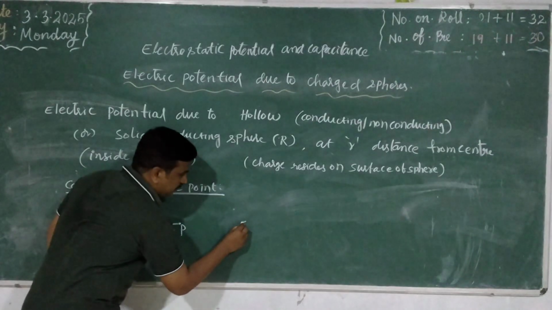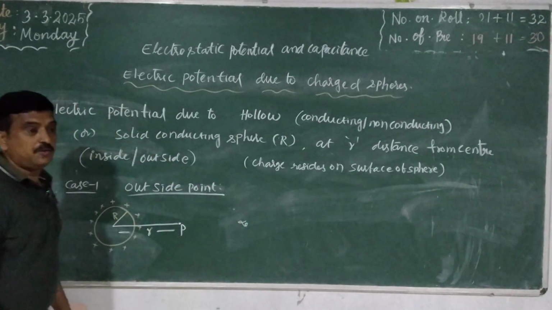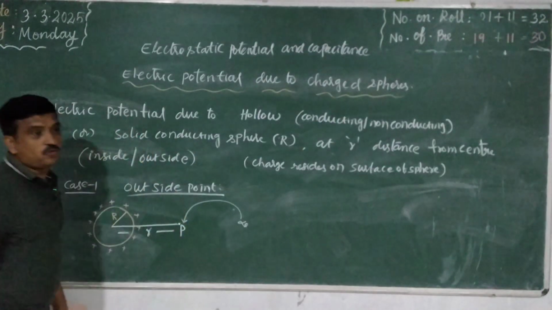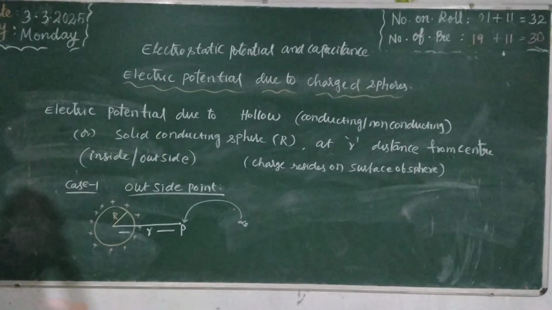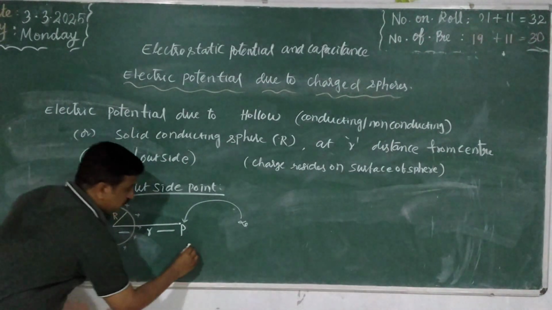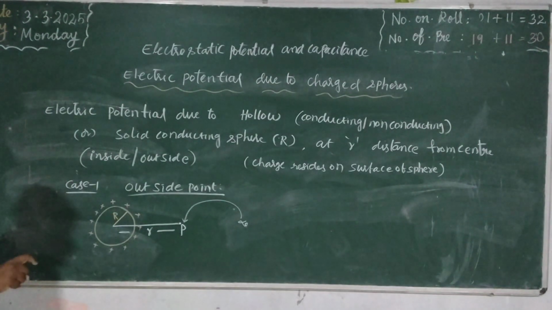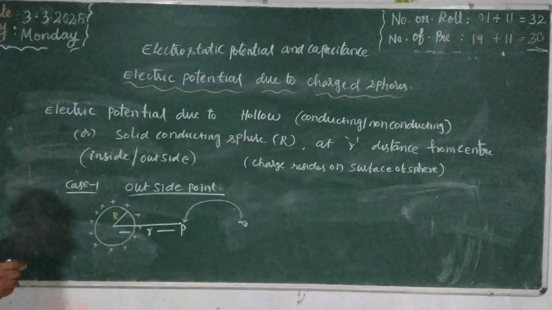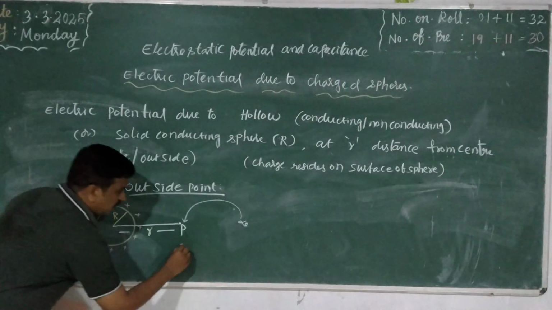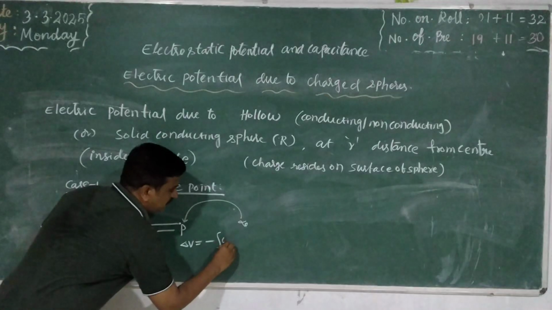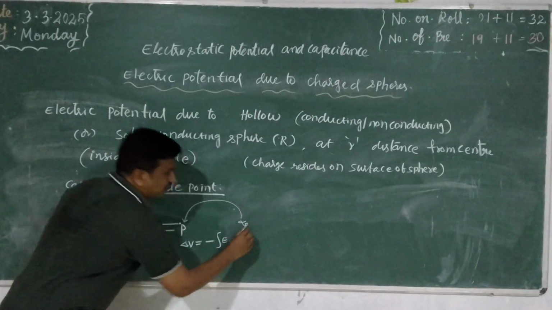So that's why we can select one point at infinity. Here to here, the charge is moving. Here we can find the electric potential. For that we have the relation we discussed in the earlier video, the relation between electric potential and electric field with displacement. So that's one. Here, delta V equal to minus integral E dot dr. This relation we can use.